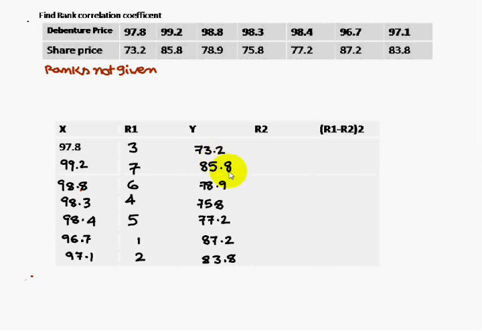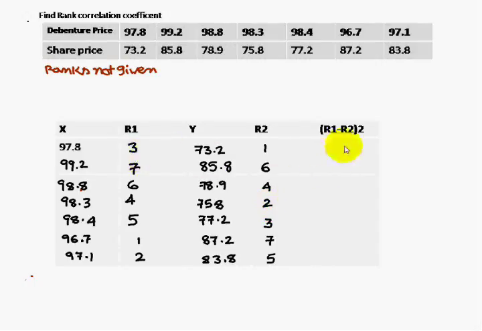Similarly, we have to give the ranks to the share price. The procedure is the same: for the least value you give the rank 1 and so on. 73.2 is the least value, consider this rank as 1. Next highest value is 75.8, give the rank as 2, and so on and so forth. From this onwards the problem will be simple.